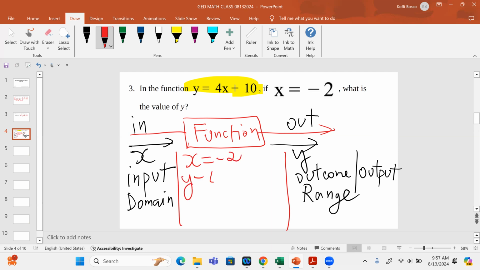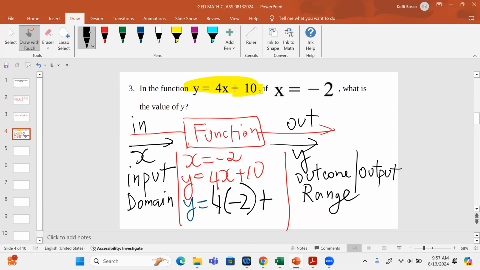But what is y? They say y is 4x plus 10. What they ask us to do here is to replace x by -2, work it out, and you get the y. So you're going to say y is equal to 4 times, what is the x value? -2 plus 10. Now, without a calculator, what is 4 times -2 plus 10?